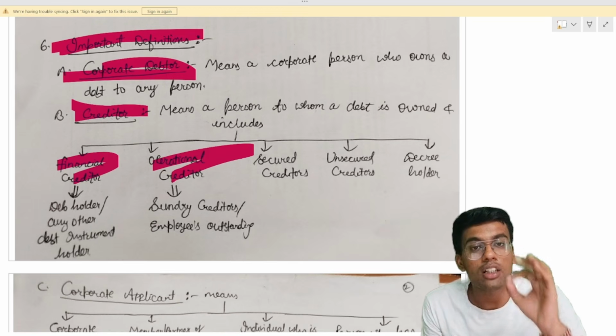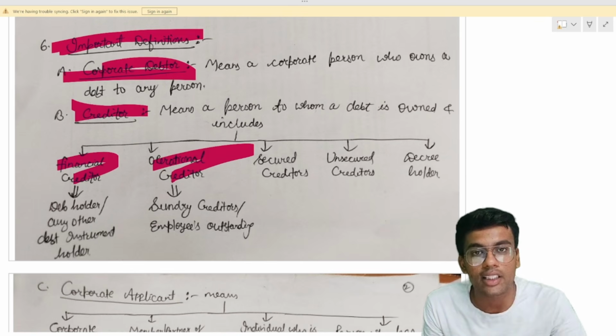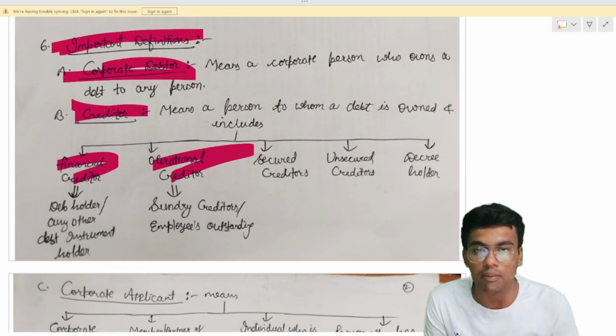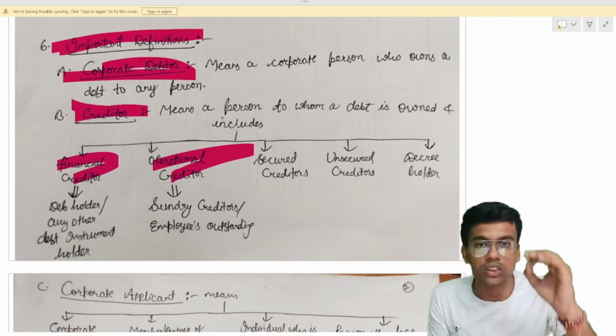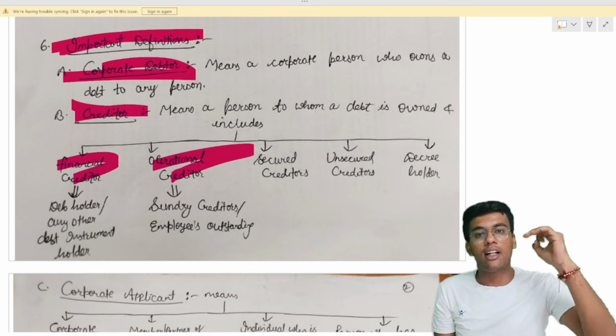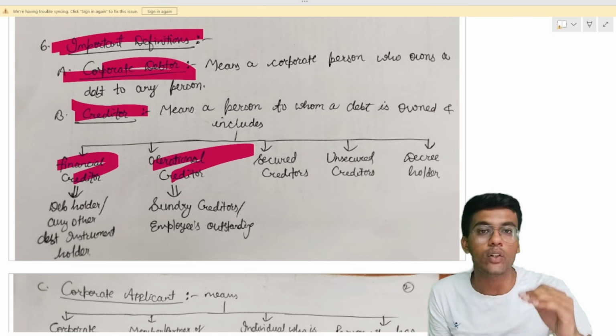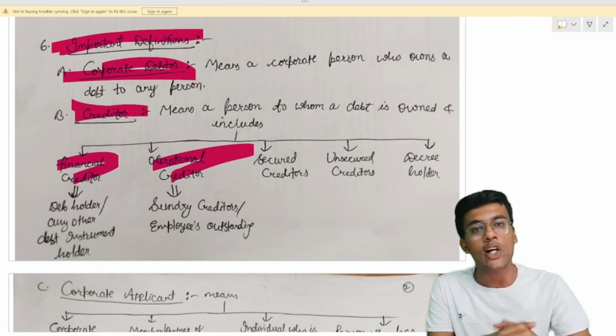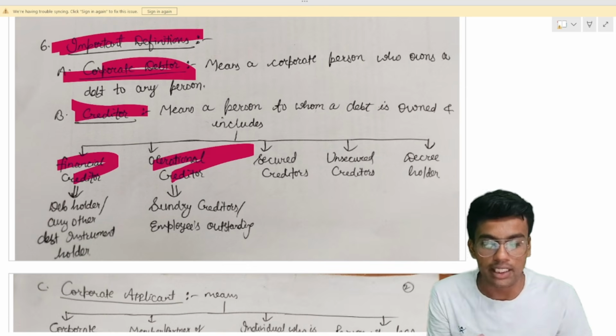Operational creditors. Who are the operational creditors? Such as your sundry creditors. You purchase raw material from some suppliers, and those are your operational creditors. Apart from that, employees. Let's say any outstanding to the employees, those are also your operational creditors.